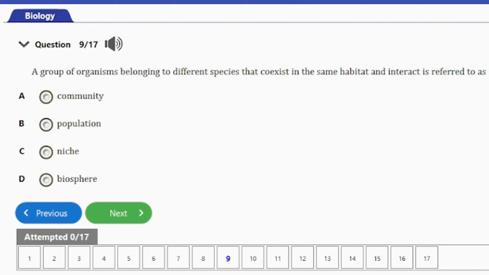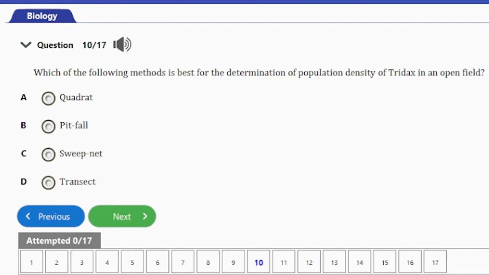So let's consider the next question. Question number 9. It says, a group of organisms belonging to different species that coexist in the same habitat and interact is referred to as A, community, B, population, C, niche, and D, biosphere. So guys, the answer to this question is option A, and that's community.